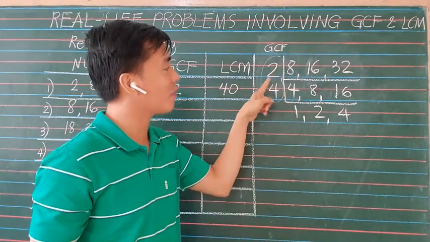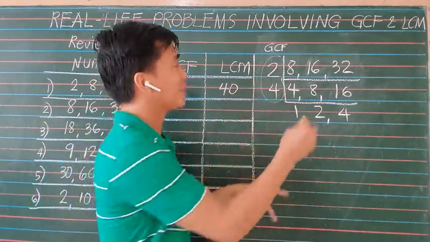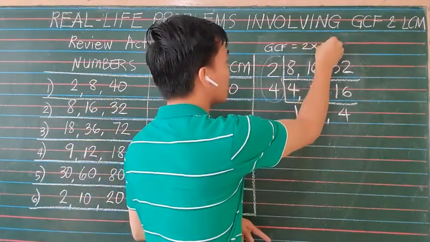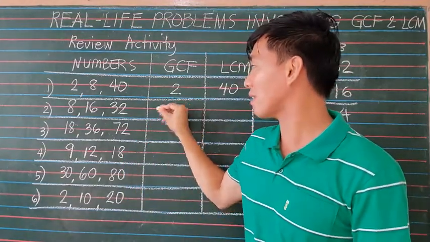So, our GCF is 2 and 4. And what we will do with 2 and 4 is to multiply. To get our GCF, that's 2 times 4, which is equal to 8. So, their GCF is equal to 8.